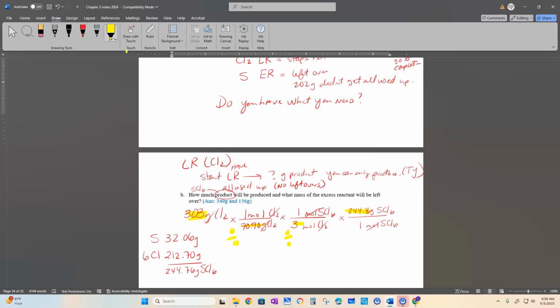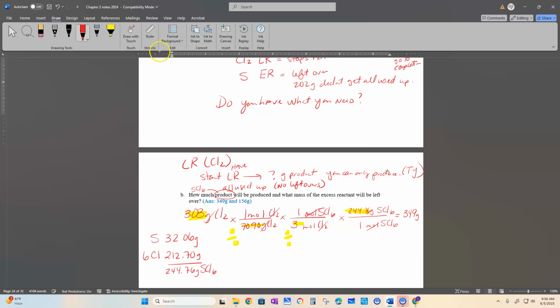So 244.76 times 303, and then divide 790, and then divide by 3. So ladies and gentlemen, it's not so much that you're copying down the work that I'm showing you, but you got to make sure you know how to work your calculator.